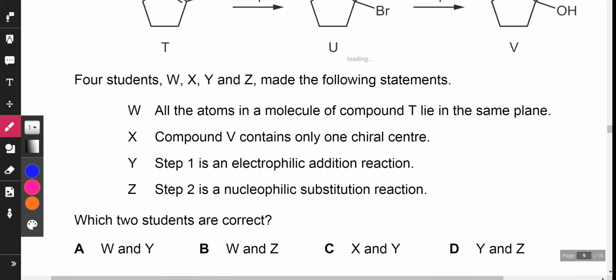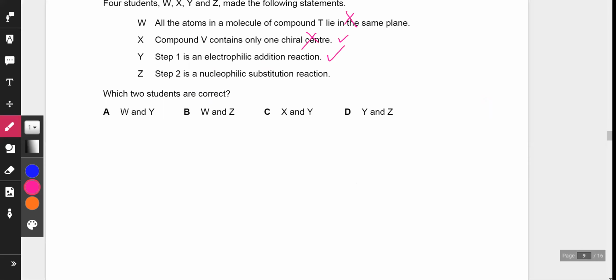What happens in an electrophilic addition reaction? You need to know the mechanism as well. If there's a double bond, and I can draw the mechanism just for revision, an HBr molecule would come in. The H is partial positive, the Br is partial negative. The H would be attracted to the electrons in the double bond, and the electrons in the bond with the Br would get repelled because of the electron density in the double bond, and a carbocation would be formed.